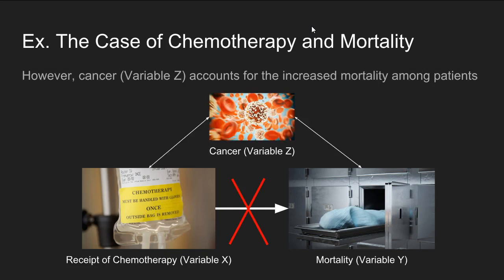However, you are not able to eliminate rival explanations because a third variable, cancer, or variable Z, accounts for the increased mortality that's observed among patients. So this third variable, Z, cancer, is associated with both receipt of chemotherapy and with increased mortality. So the observed association between chemotherapy and mortality is actually a spurious relationship that's attributable to cancer, variable Z.